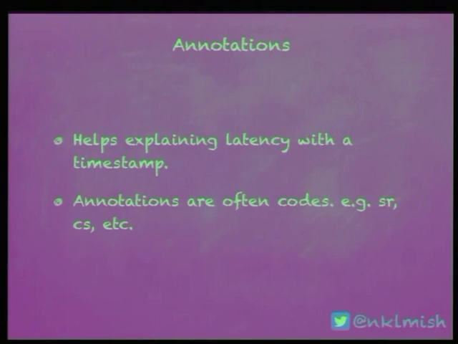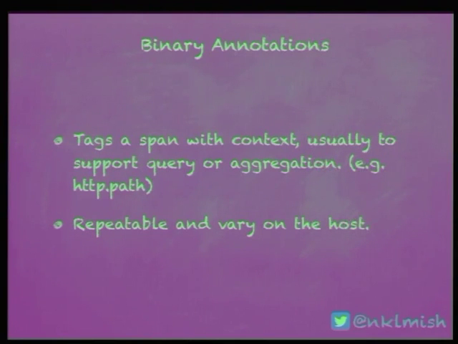What are annotations? Annotations help to explain latency with timestamps. They are often a code like server received, client sent, and so on and so forth. Binary annotations are nice because they tag a span with a context, and they are usually used to support query or aggregation. So those queries which you see in the browser, where I wrote cache.miss, there you can use, for example, http.path to query some relevant spans. They are repeatable, and they can vary on the host, which means that they can have a different value on the client and the server. So for example, you have URL rewriting enabled on the server. So the HTTP path will be different for the client and different for the server.